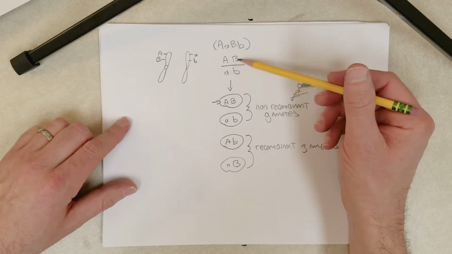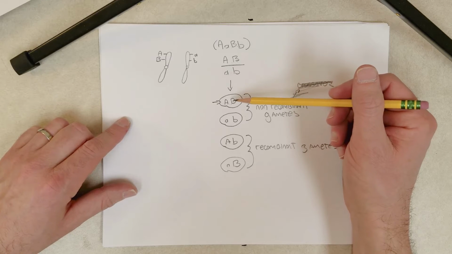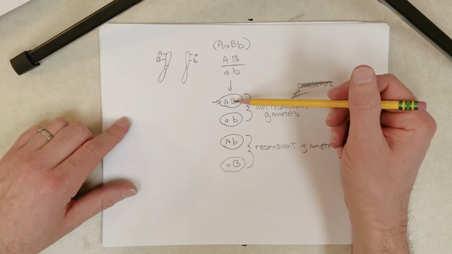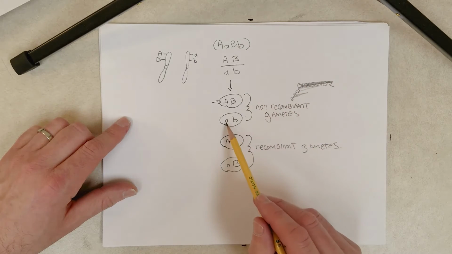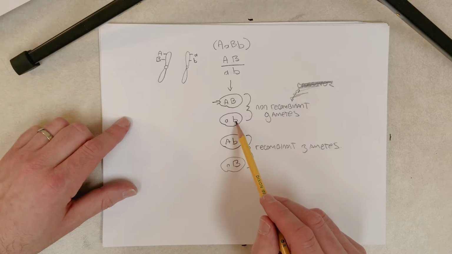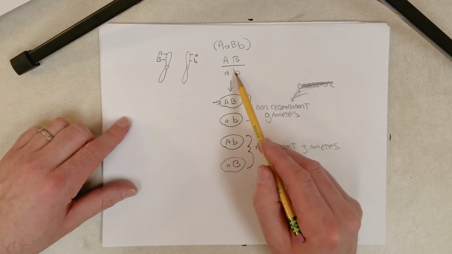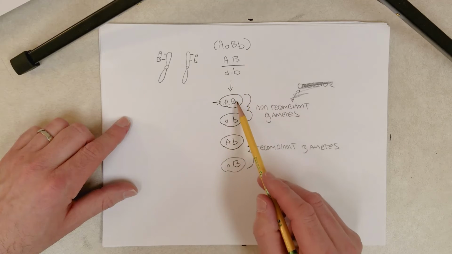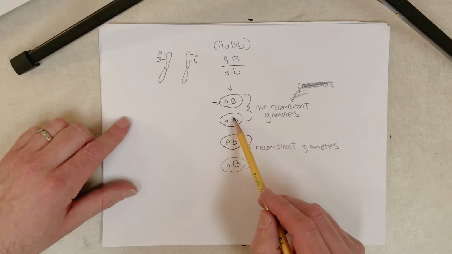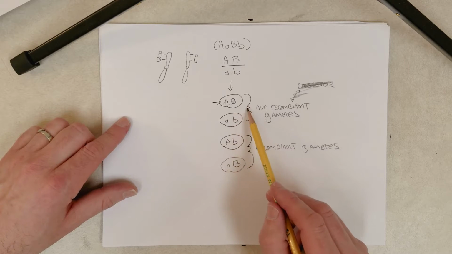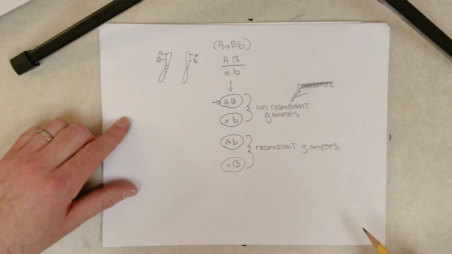There's been no changing, no recombining of alleles. So the big A and big B are still next to each other on the chromosome. Same thing for the little a and the little b. Little a is here with little b in this gamete, and you can see in the parent, little a is with little b. So there's been no changing, no recombining of alleles. So these are the non-recombinant gametes.